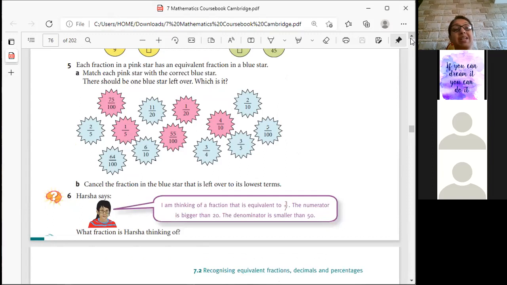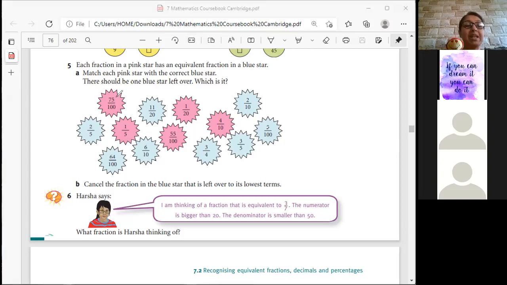And here they say each fraction in a pink star has an equivalent fraction in the blue star. We are supposed to match them. Match each pink star with a correct blue star. There should be one blue star left over, and which is that? So first thing that we will do is first we will try to reduce the pink star to the lowest and then try to match it up. Are you getting what I'm trying to say? Yes, ma'am. So we will try to reduce it.